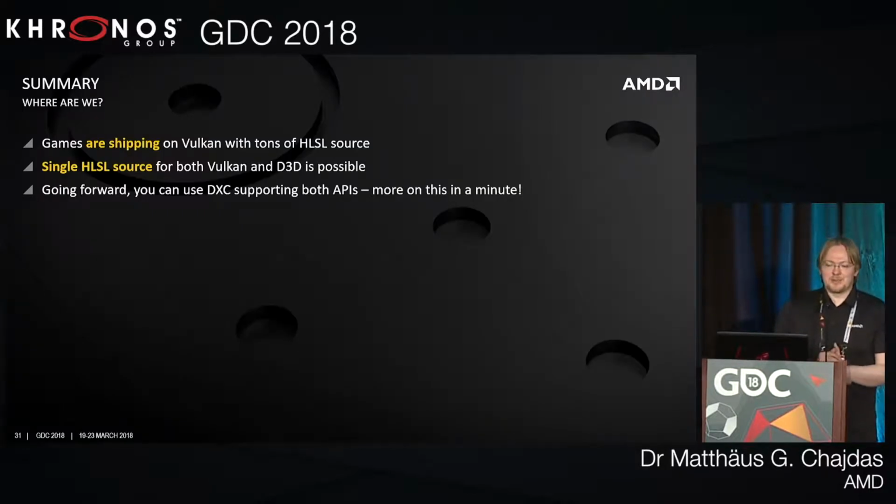So to sum this up, where are we? So games are shipping on Vulkan, and they have HLSL source. So you can go on Steam, and you will find some applications which have Vulkan rendering based on HLSL. Single HLSL source works. So you can keep all your HLSL source. You don't have to rewrite it. And going forward, you will be able to use DXC to ease the burden on all of this porting.